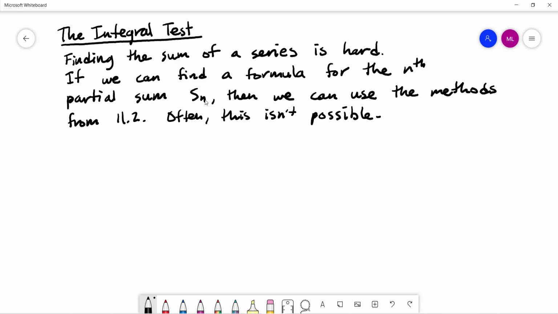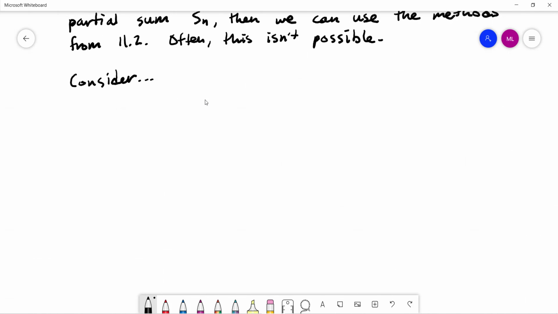And so let's look at an example. Consider the following series: the sum from n equals 1 to infinity of 1 over n squared. So I have a closed form for the series. I can write down the a sub n's, the individual terms that go into the series. This thing looks like 1 over 1 squared plus 1 over 2 squared plus 1 over 3 squared plus 1 over 4 squared, and so on and so forth.